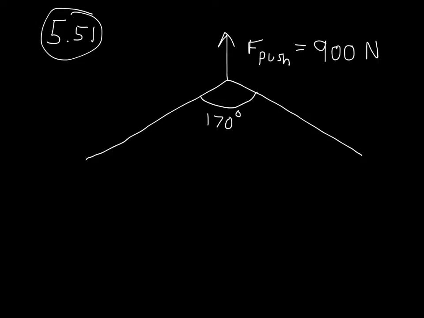You're like a free body diagram. Free body diagram? Yeah. Okay, what forces? It's the F push, 900. F push. Yeah. What else? And you got tension. Tension, sure. We'll do tension in red. You got T1 and T2.